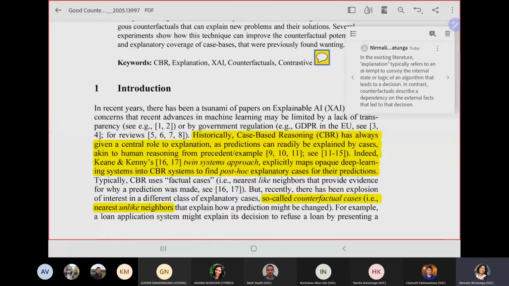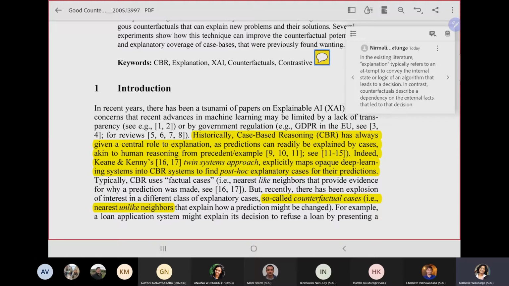Right, so I will just go through some of the key highlights in each section. What they motivate this by is saying that case-based reasoning has always played a central role in explanation, as predictions can readily be explained by cases, akin to human reasoning from precedent or examples. That is, analogical reasoning has the advantage that, through analogy, you can explain situations.